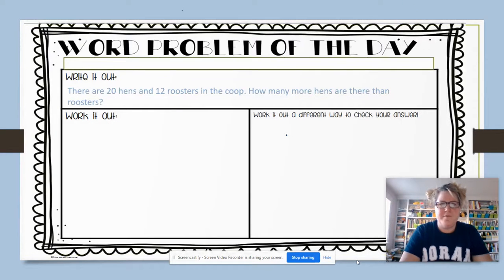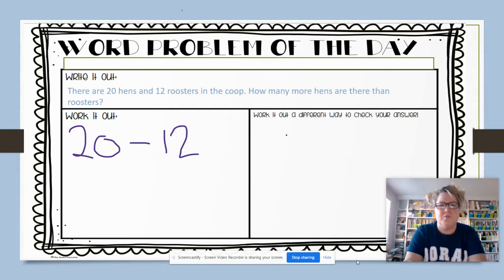So for our word problem of the day: there are 20 hens and 12 roosters in the coop. How many more hens are there than roosters? So right now it's a compare problem. So I already know I need to subtract. So I'm going to put 20 minus 12 because we always start with our equation first. And I forgot to write in the equals, but we'll just pretend it's there for now.